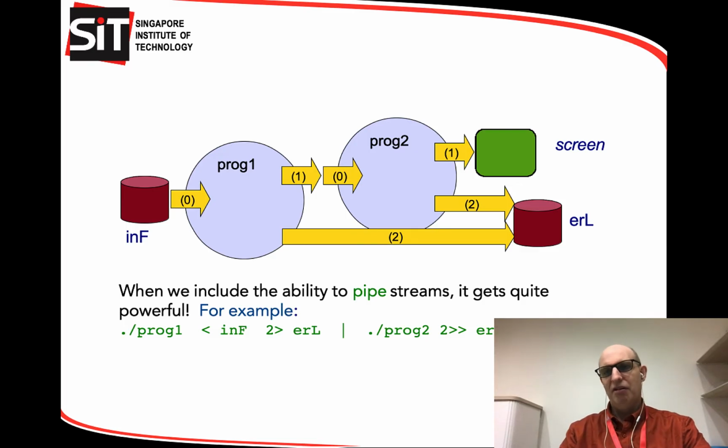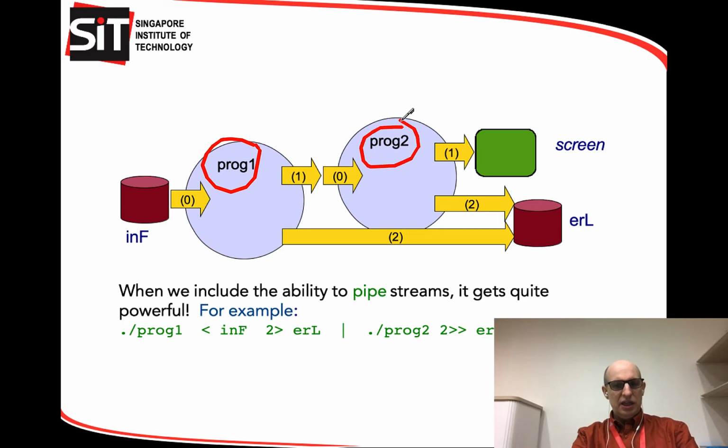It can get very, very complicated. This is not complicated, but it's more complicated than the last example. We're actually running 2 programs here, program 1 and program 2. Each of these programs has the default 1 input stream and 2 output streams, numbers 0, 1 and 2. And what we're doing is running program 1, redirecting it so that it gets its input from something called inf, a file in the current directory, and we're redirecting its error output to a file called ERL.